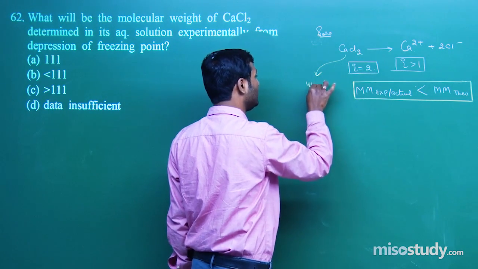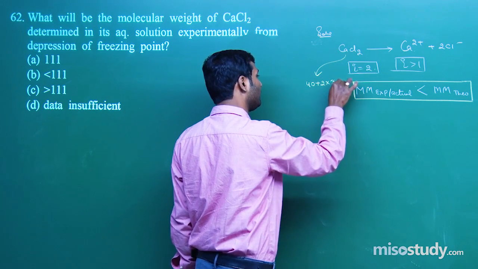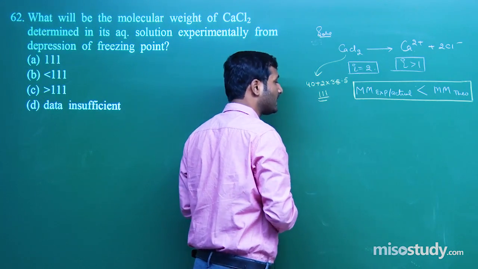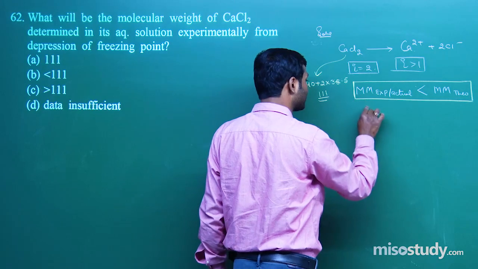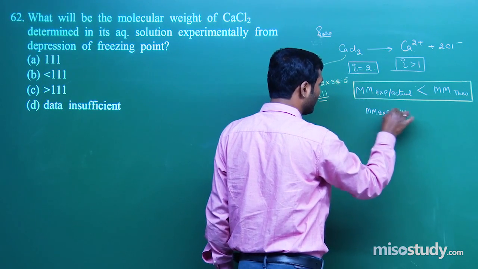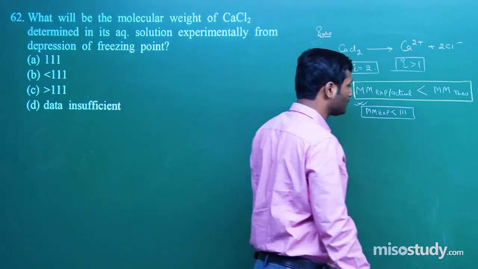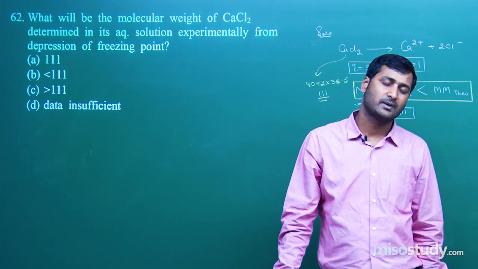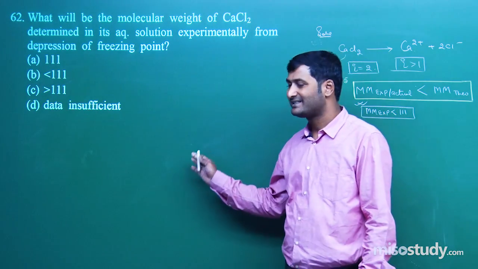That is 40 plus 2 into 35.5, that is 111. So what we are getting from the general formula, the experimental molecular mass is always less than 111 in case of CaCl2, because dissociation takes place. If association takes place, then the experimental molecular mass will be greater than the theoretical molecular mass. This is a general concept.